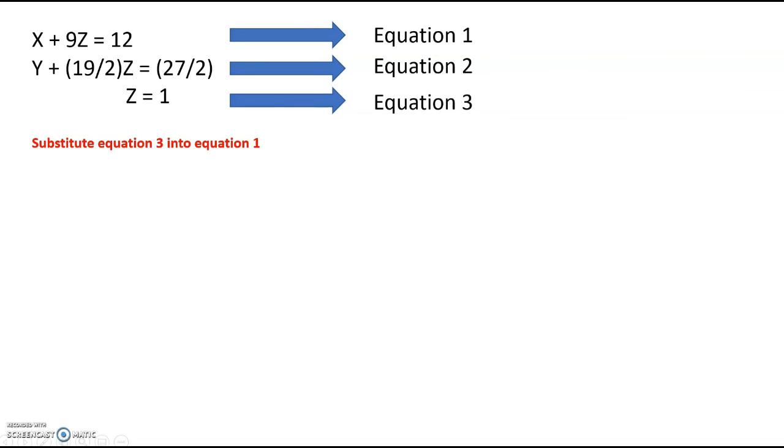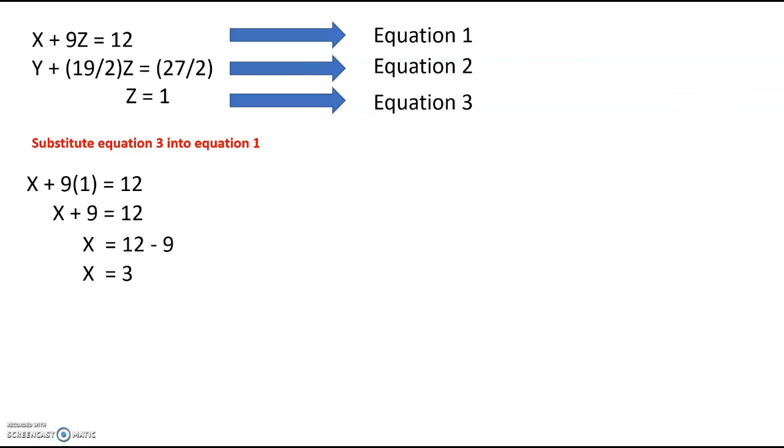In order to get the x value, we're going to substitute equation 3 into equation 1, which will be like this. x plus 9 times the z value, which is 1, equals to 12. So 9 times 1 is equals to 9. So x plus 9 is equals to 12. And then we bring 9 to the right side. So x equals to 12 minus 9. So the value will be x equals to 3.